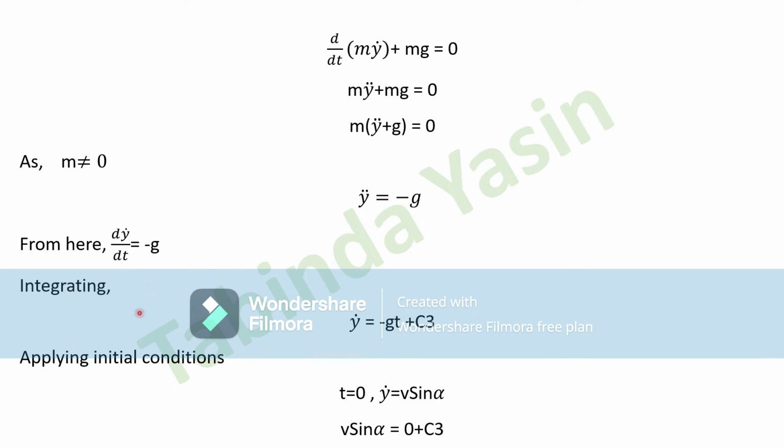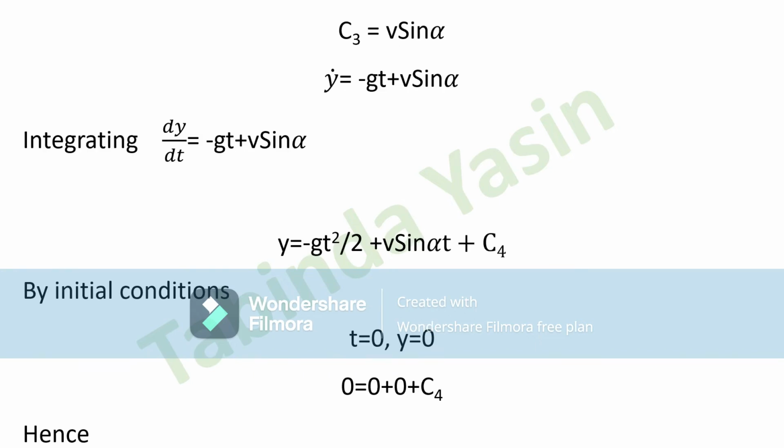Now integrating that equation, we get y dot is equal to minus gt plus c3, where c3 is a constant. Now to find the value of c3, we have the initial conditions: we put t is equal to 0 and y dot is equal to v sin alpha. So v sin alpha is equal to 0 plus c3. So c3 is equal to v sin alpha, and substituting that value in the previous equation in place of c3 we get y dot is equal to minus gt plus v sin alpha.